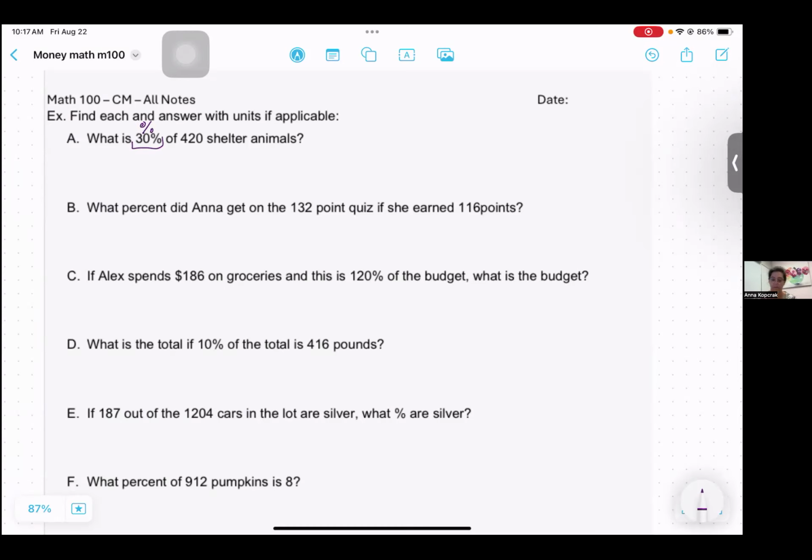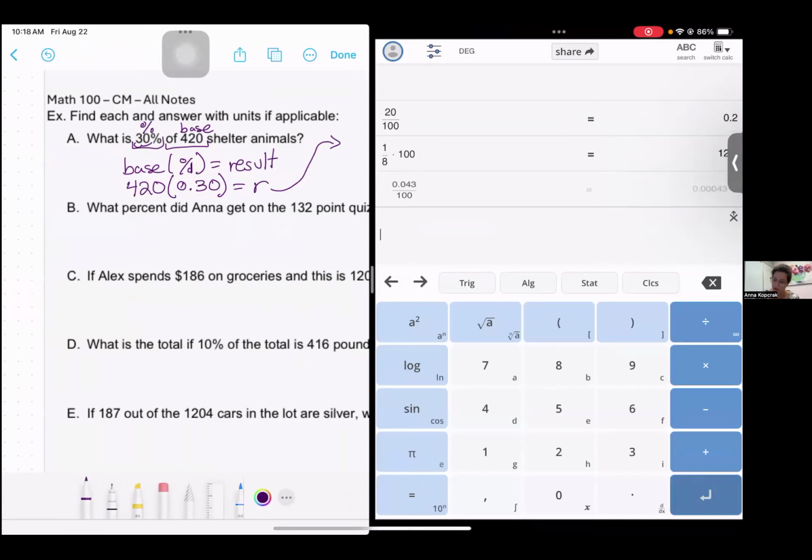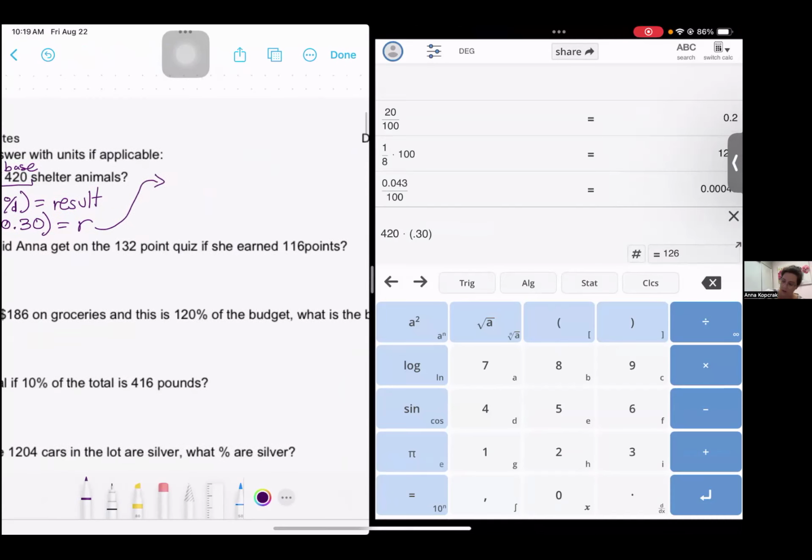So I'm going to move back up here and I'm going to look and be like, oh, look, the unknown I need is already by itself. So all we have to do is go in and find out what 420 times our 30% is. Now, did I need to do a times? Nope. The parentheses in the calculator are going to read it off just right. So it turns out that 126 is our result.